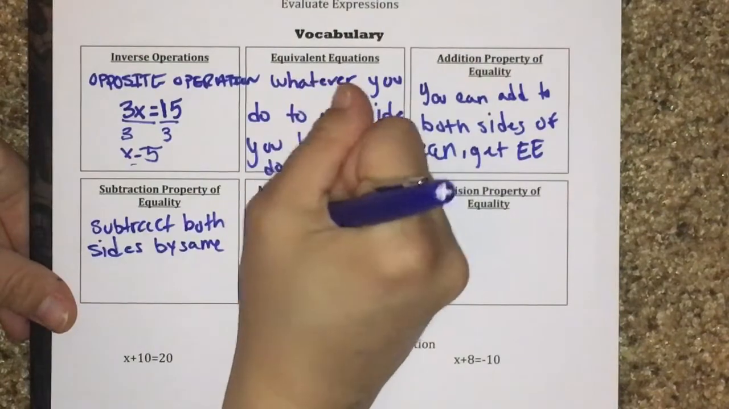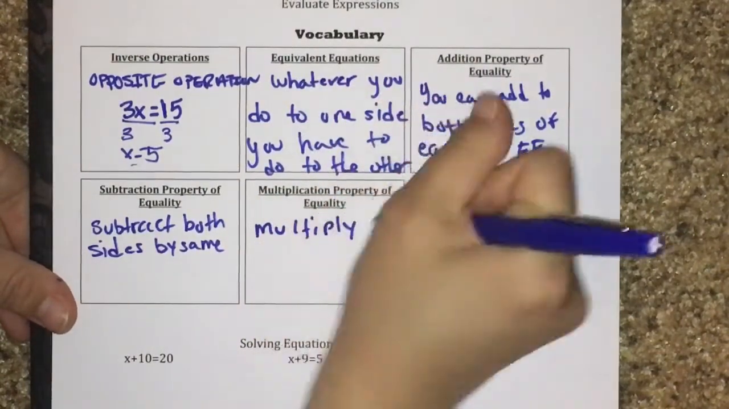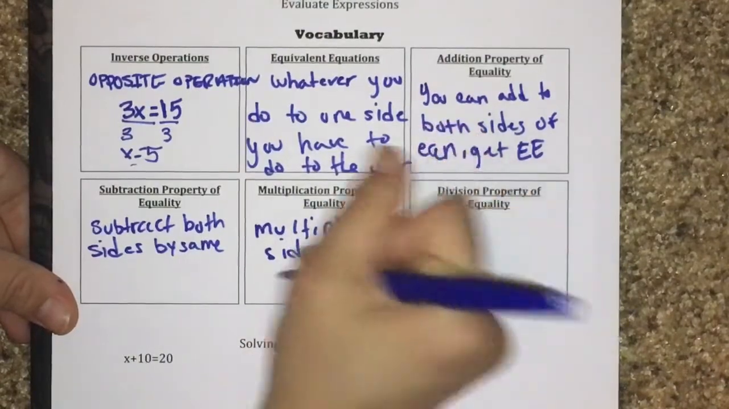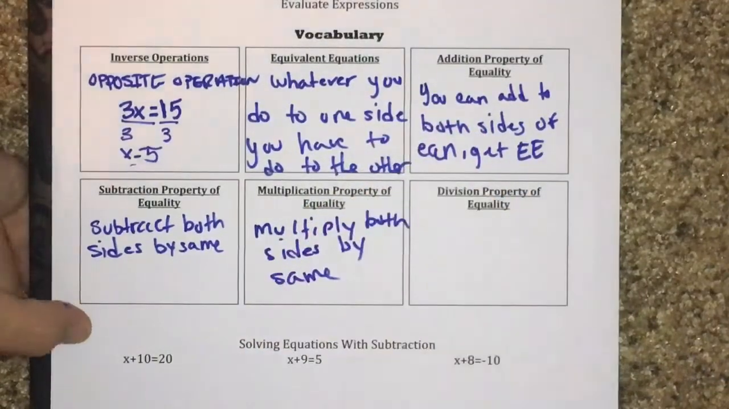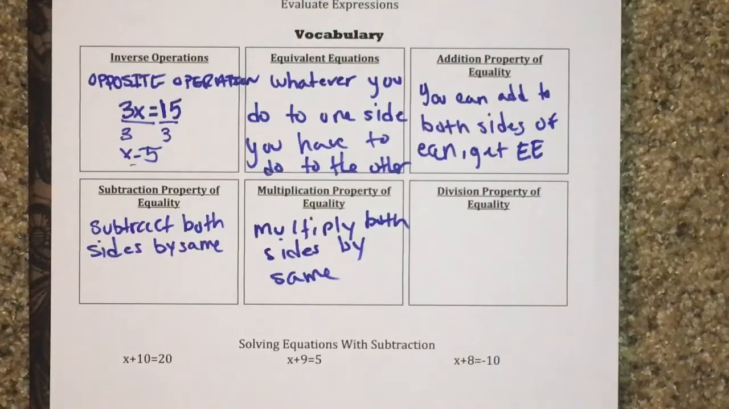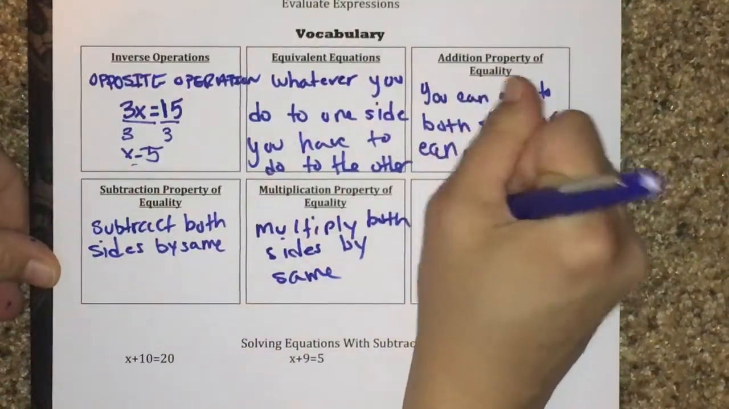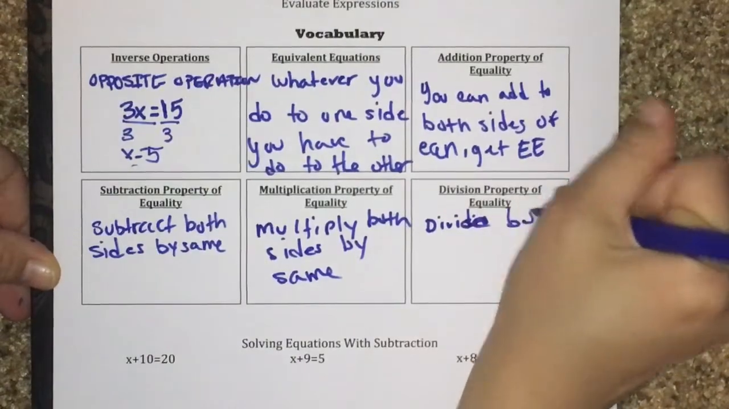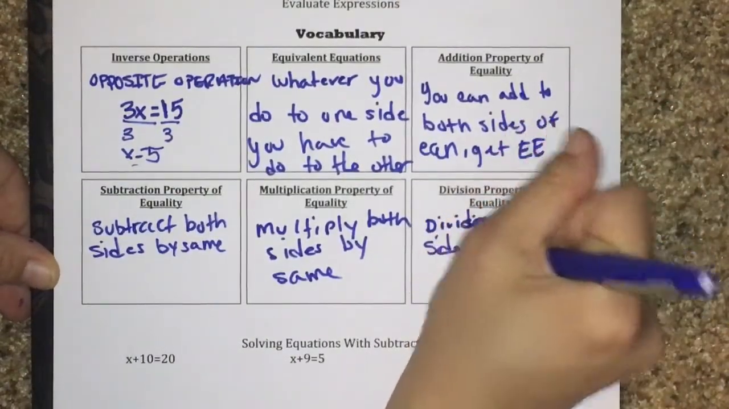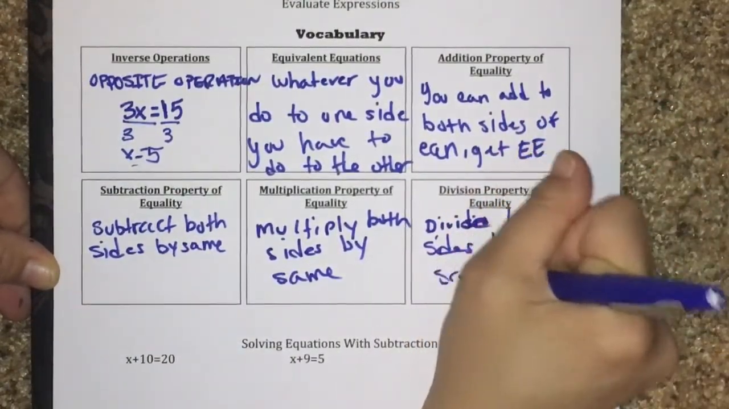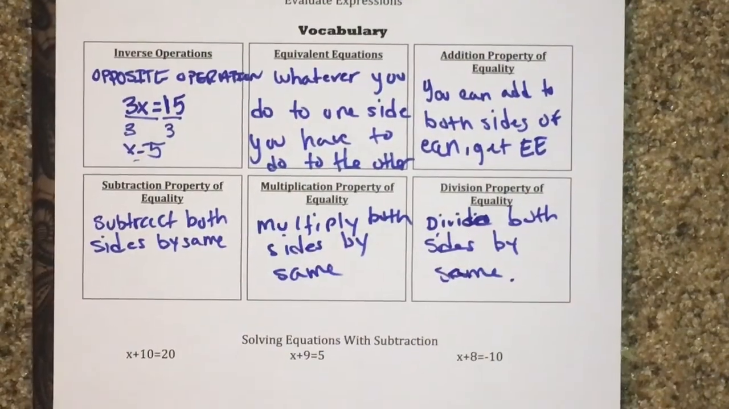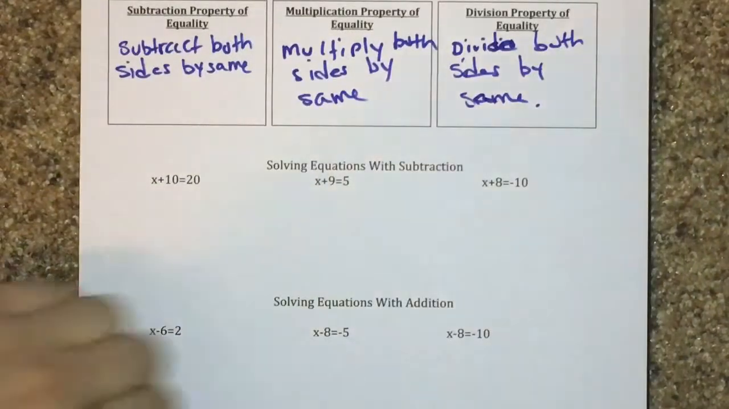Multiplication. You can multiply both sides by the same, and they will result in an equivalent equation. Same thing with division. You can divide both sides by the same. When you are solving equations with subtraction, for example, we'll go through an example of each.